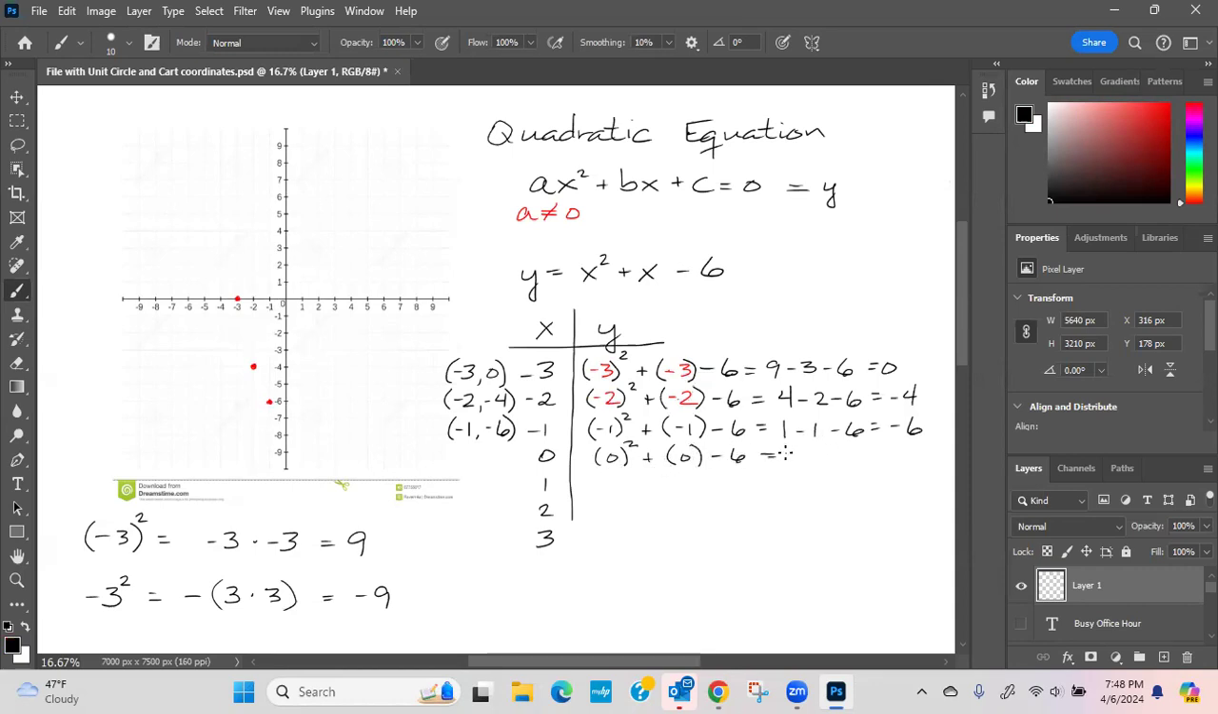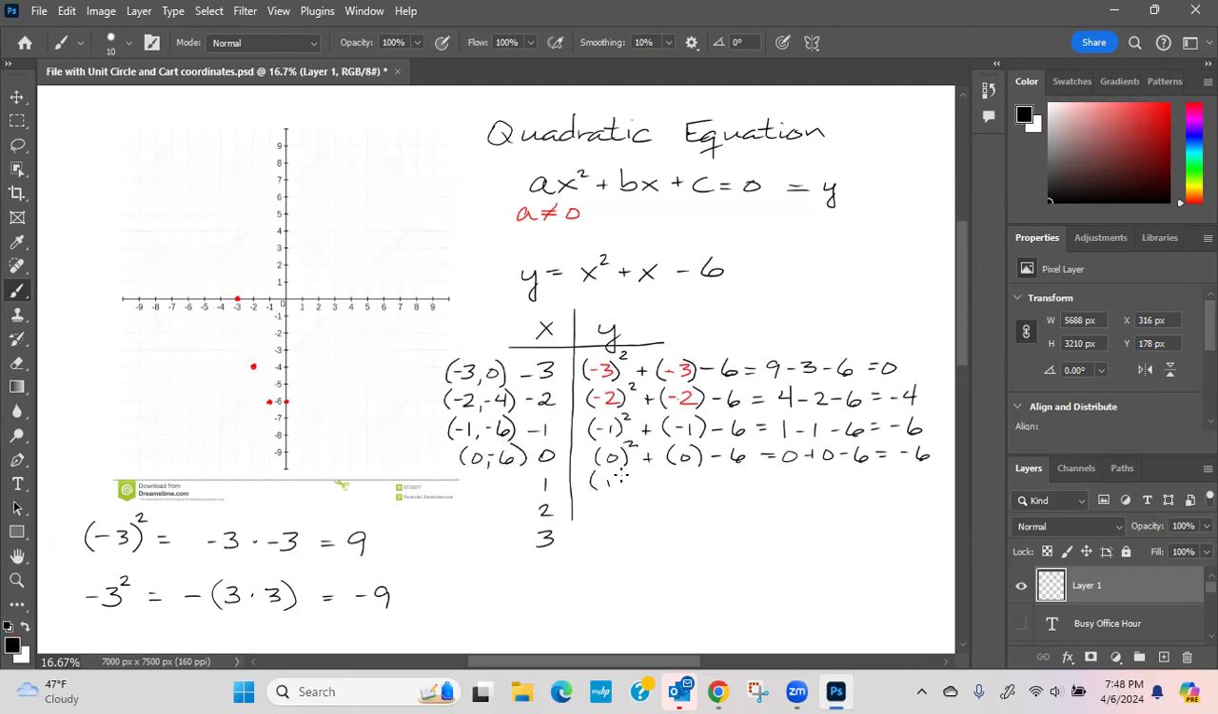Zero squared is 0, plus 0, minus 6. So at 0, I am still at -6. Seems kind of interesting that I got the same value there, isn't it? All right, well, let's keep going. We can see that this is going to curve and make that curve shape that I talked about.